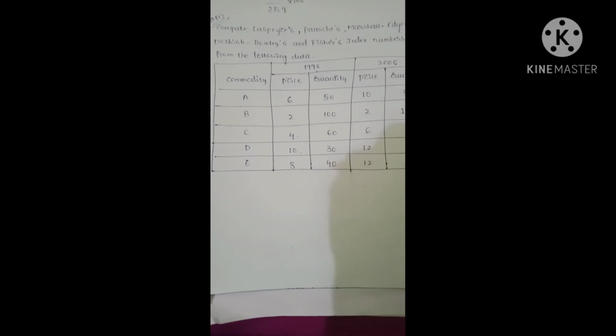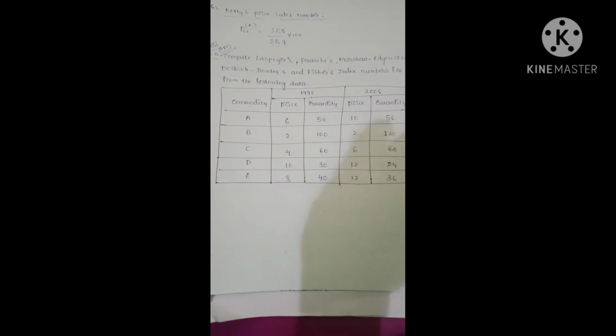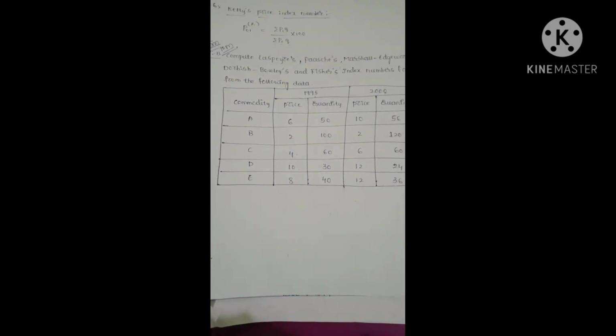We have discussed the methods of construction of index number. In methods of construction of index number, two methods are there: unweighted index number and weighted price index number. Here in this class we are going to study the problems on weighted price index number. In weighted price index number, two methods are there.